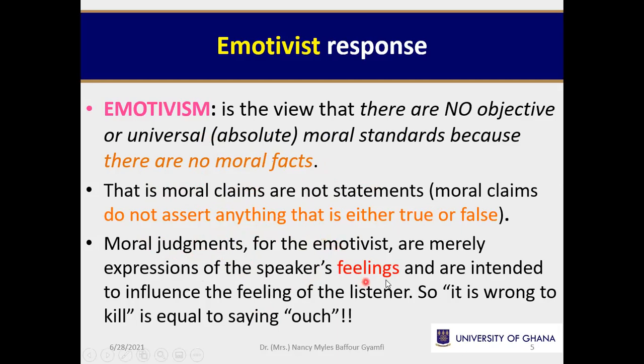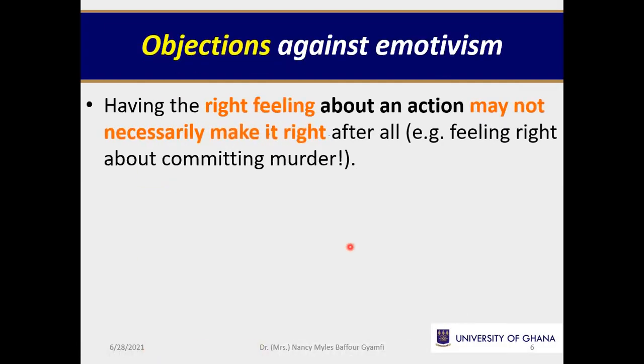They are just feelings. So see what I put on the screen. The emotivist says moral judgments are merely expressions of the speaker's feeling and are intended to influence the feeling of the listener. So when I say it is wrong to kill, per the emotivist rendition of it, you should think of it as saying, ouch. And just as if you say ouch, I won't say true or false to it. When you say it is wrong to kill, you should just think of it as emotions, feelings, like ah, oh, eh. All these are just feelings being expressed.